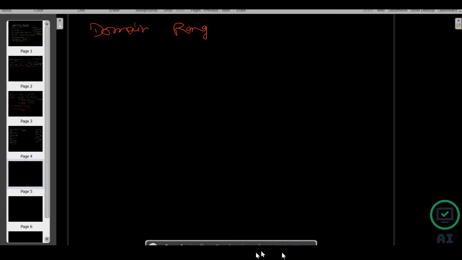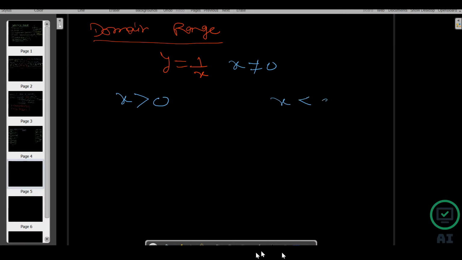When we say the function is continuous, what is the actual meaning of continuous? Take y equal to 1 by x. As we know, for this particular function to be defined, x should not be 0. So x not equal to 0. That means this particular function will be defined either when x is greater than 0 or x is less than 0. So let's take the graph for both. What is the graph for this? For x greater than 0, the graph is this.